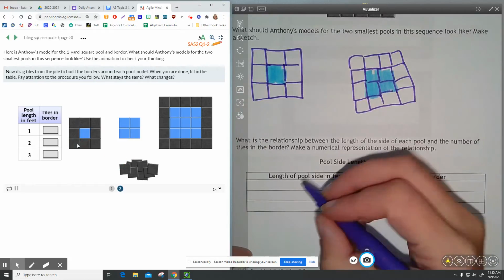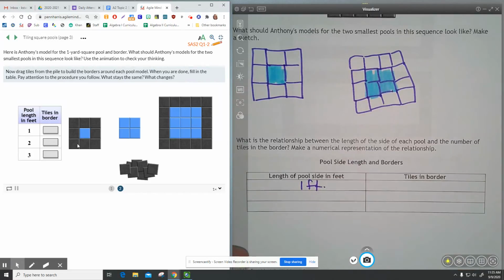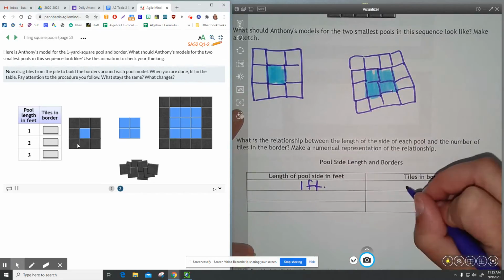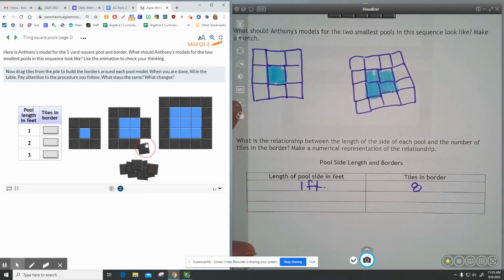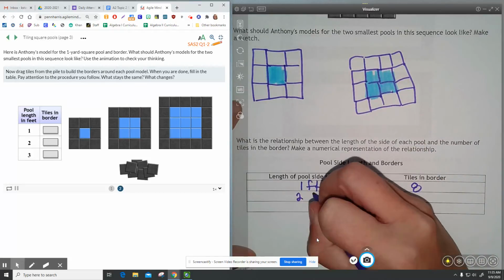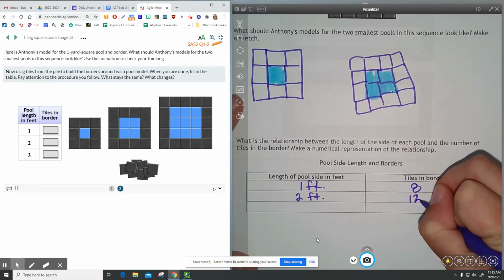So with that, when it is 1 foot long, there's going to be the 4 sides plus the 4 corners to give me 8 tiles in the border. Okay. When we have 2, 2, 2, and 2, and you can count them over on my picture that we've drawn also, we end up with 2 tiles per each of the 4 sides, which is 8, plus the 4 corners, to give us 12. So when we have a 2-foot side pool, we have 12 tiles in the border.